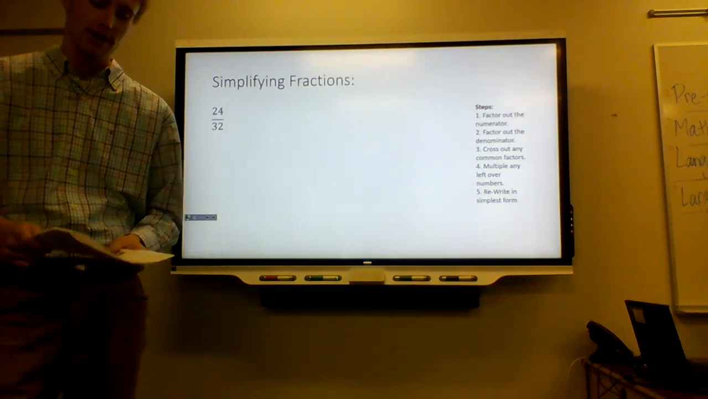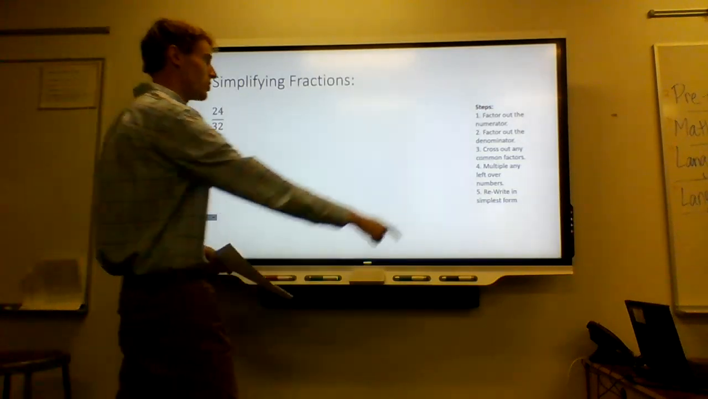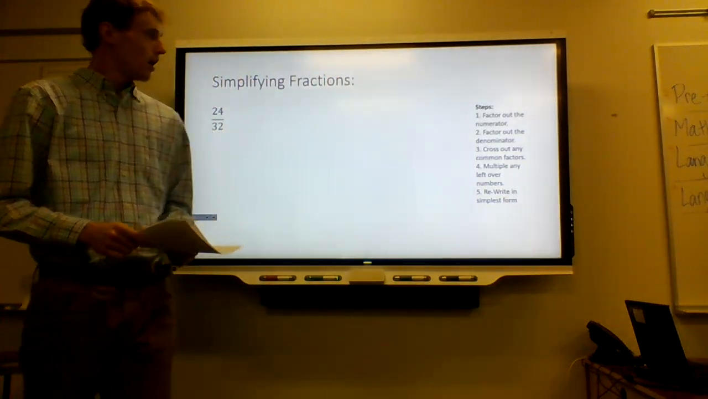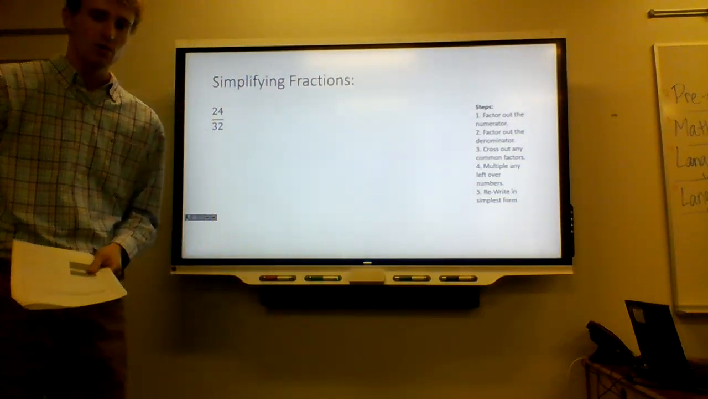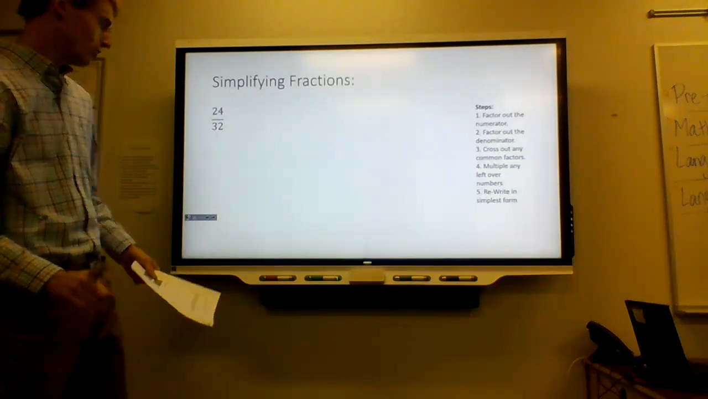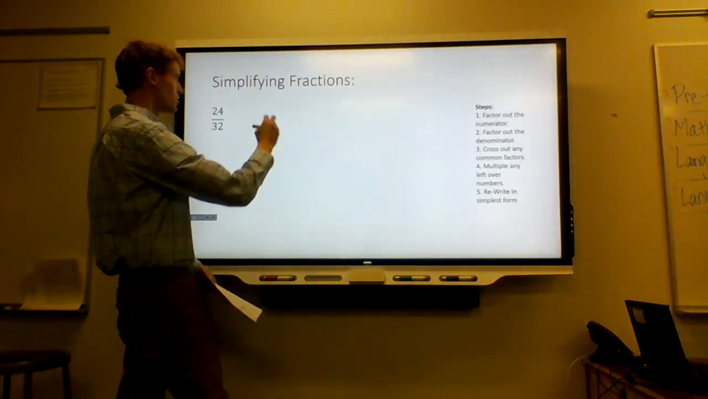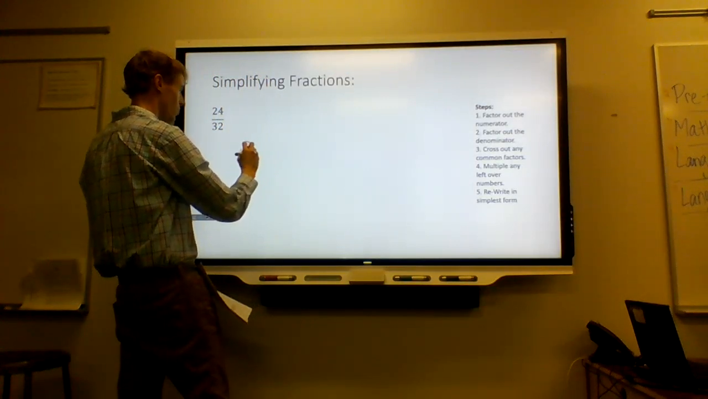All right, so simplifying fractions. If you look up to the right here, we see our 5 steps. Our very first step is to factor out the numerator. And if we remember, our numerator is our top number. So we're going to start by factoring out 24.